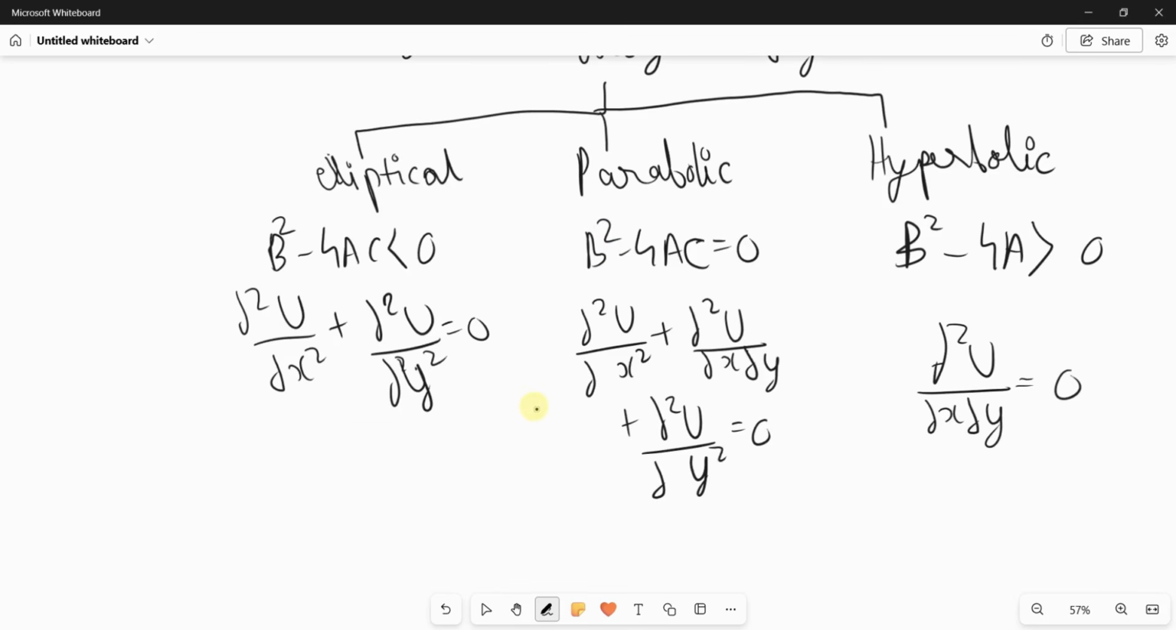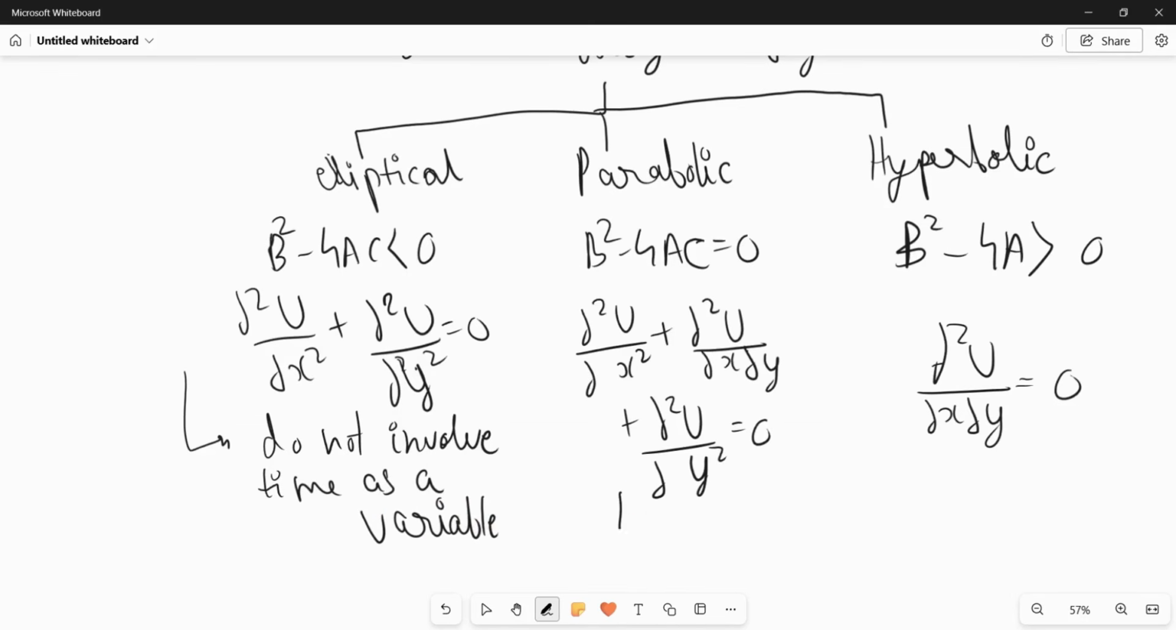I mean, just categorization. And now why this categorization is important is that if it's categorized as an elliptical PDE, it's most likely that you do not involve time as a variable. Here it is time dependent, parabolic ones are time dependent, and here it can be anything, but an example for this would be the wave equation. It's a hyperbolic partial differential equation.